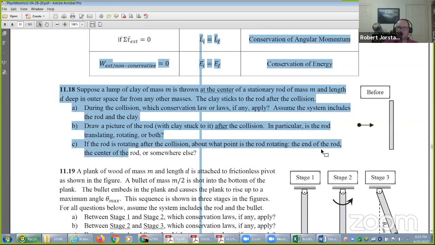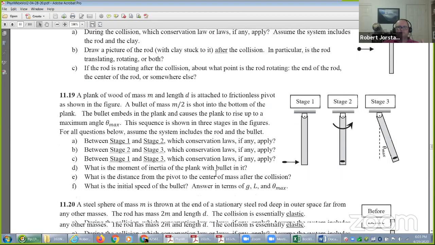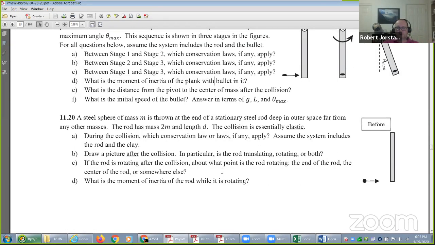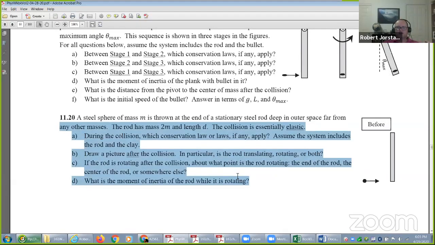And then here's one that has a pivot. Which conservation laws apply? Great. And now here's another one. Notice there's not a lot of math here. It's maybe draw the picture and think, what is it doing? So 11.20, same one here.